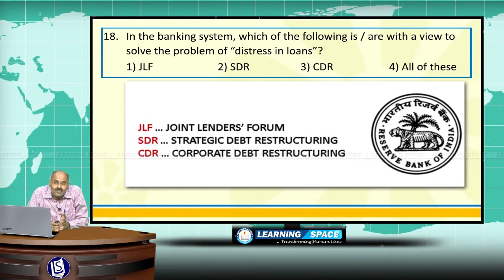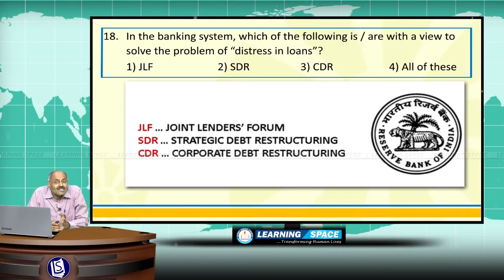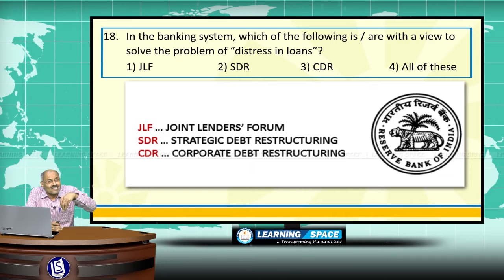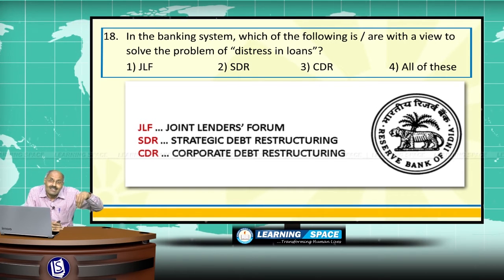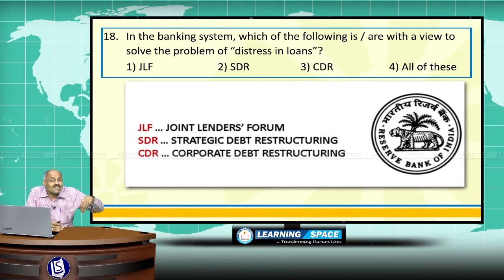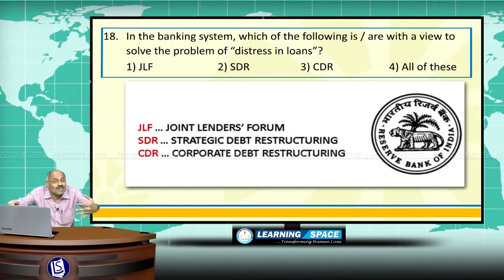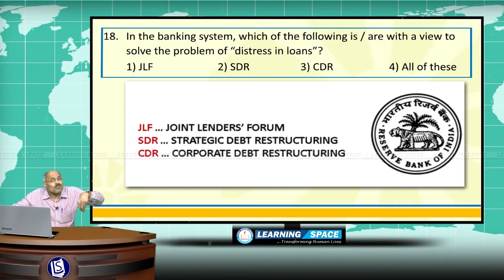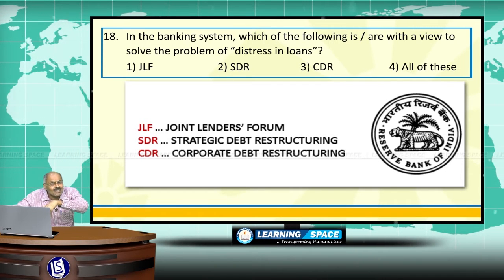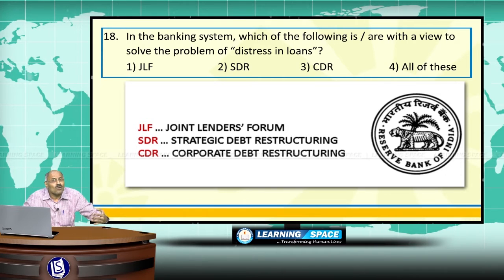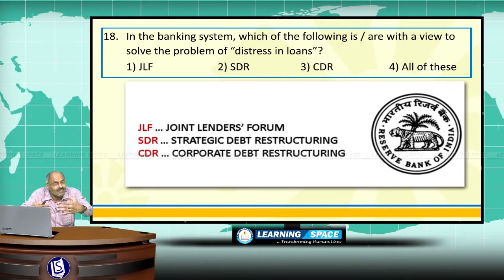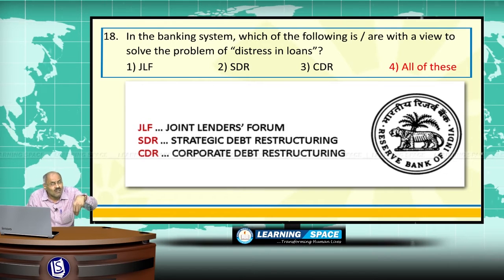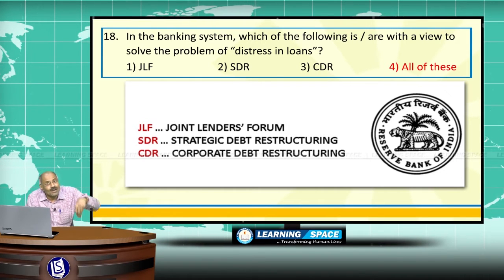Second is SDR, Strategic Debt Restructuring. What is this strategic debt restructuring? Through strategic debt restructuring, banks can acquire ownership in companies. Third one is CDR, Corporate Debt Restructuring. Under this mechanism, the loan schedule can be revised. So, these three are the mechanisms to solve the problem of distress in loans.